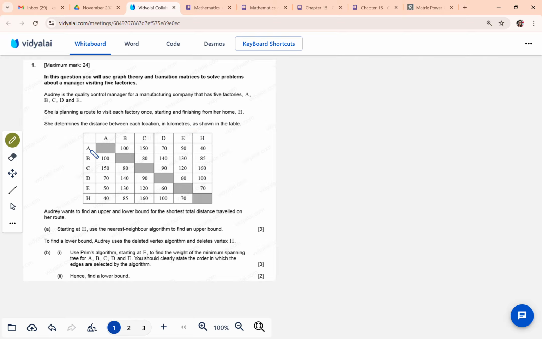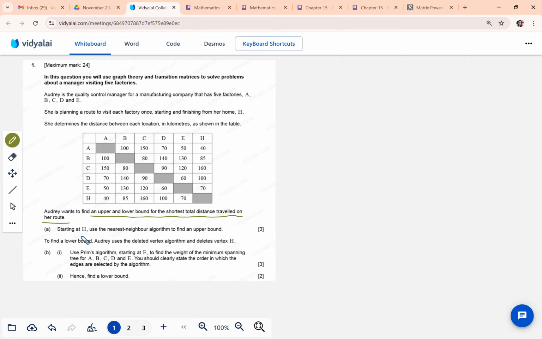So distances A to B is 100 km, A to C 150 km, A to D 70 km, A to E 50 km, A to H 40 km. Similarly, the distance is mentioned for B, C, D, E and H. So this is how you will read the distances between the two locations from the table. Now, Audrey wants to find an upper and lower bound for the shortest total distance traveled on a route.